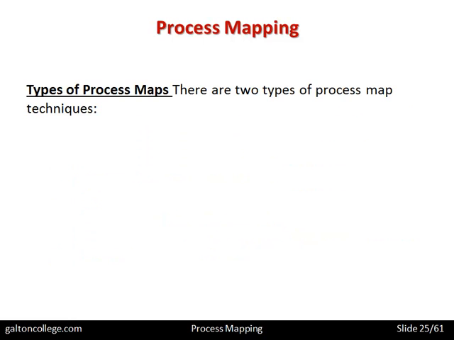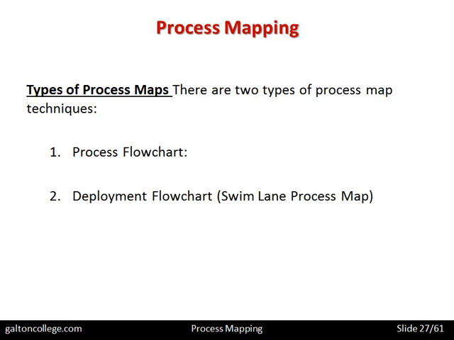Now the types of process maps. There are two types of process map techniques. There is the process flowchart, and there's also the deployment flowchart, sometimes known as a swim lane process map. Think of swimming in a lane, in a straight line. People swim in straight lines down the pool so as not to interfere with other swimmers. So swim lanes, and also of course think of competitions. The swimmers stay within their lane.